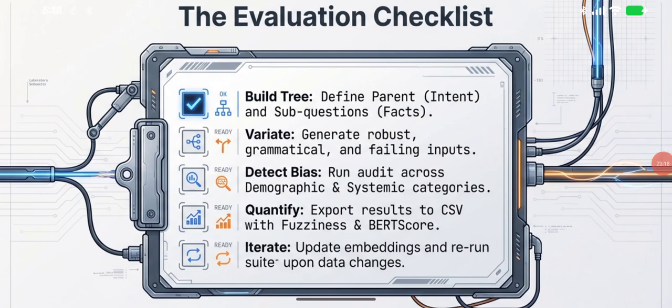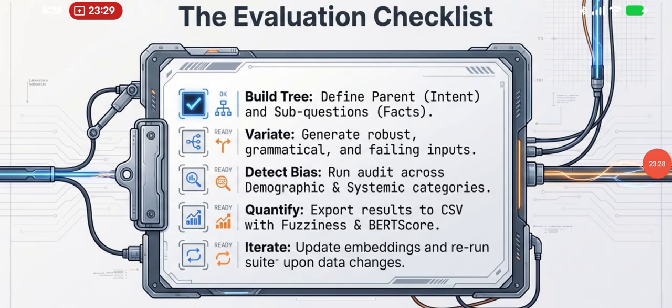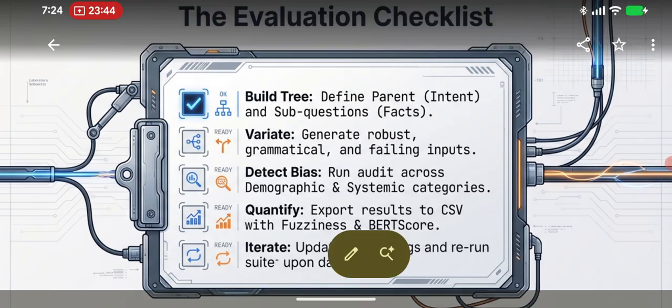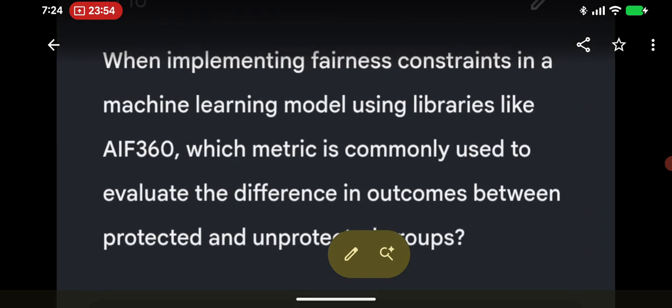So the evaluation checklist, what are the steps to follow? First, build a question tree, then build the question variations, then detect the bias, then quantify the output for different variations, and iterate these executions multiple times using different language models and different settings, preferences, and do the comparison and see the consistency after, and accordingly do the changes and fine-tune it. So let's now solve the quiz and see how much we have understood.